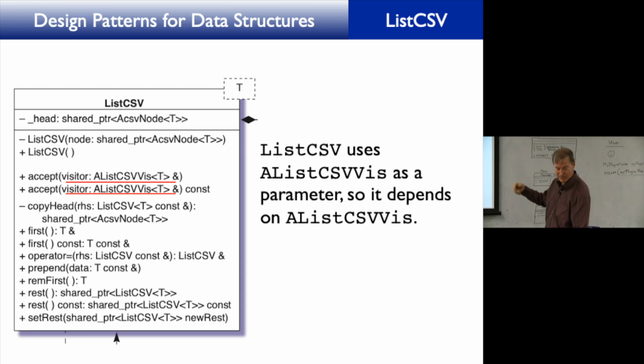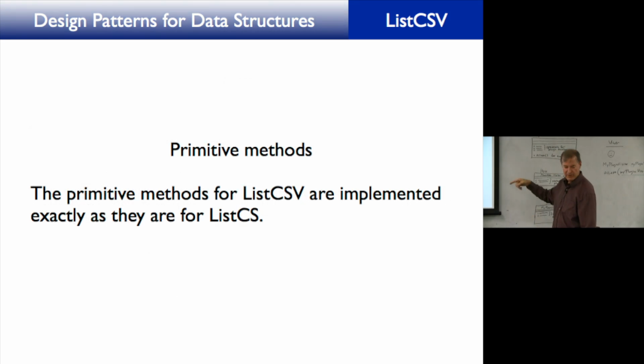So it needed that class because it used a type. So here's where, in fact, here's where it is. I've outlined it here. So list CSV uses a list CSV viz as a parameter, so it depends on list CSV viz. Do you see that? That's the dependency relation. Are you with me? And the primitive methods for list CSV are implemented exactly as they are for list CS.